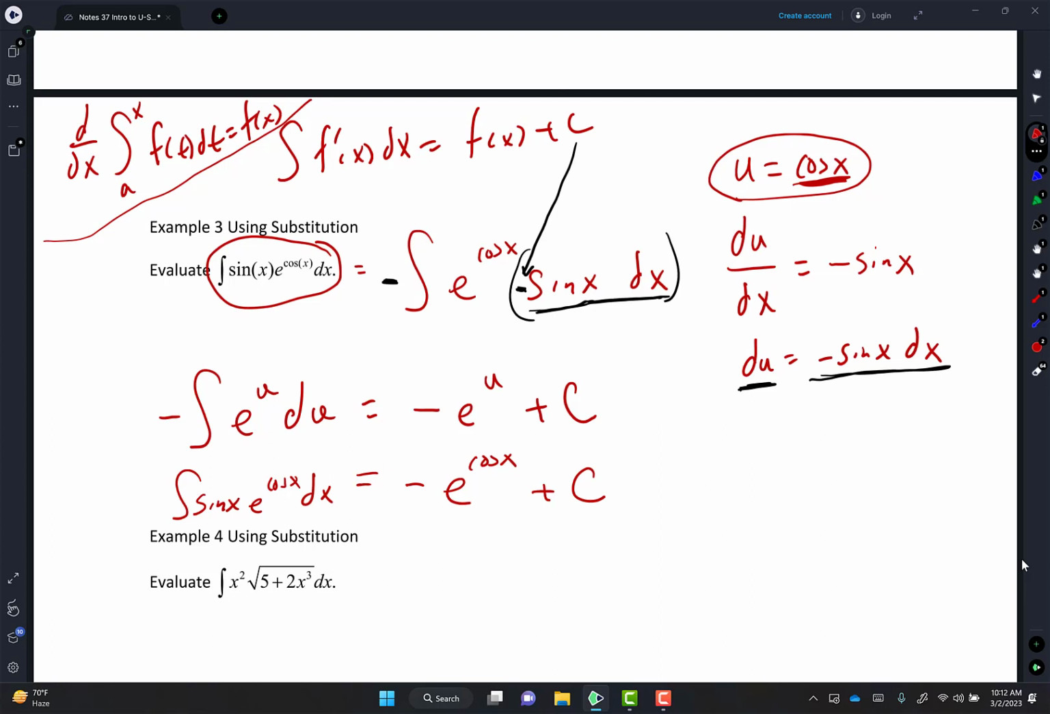If you want to verify that it works, look, guys, now I'm taking the derivative. If I take the derivative of this expression, you better get this in parentheses. The derivative of negative e to the cosine x is itself, negative e to the cosine x, times the derivative of cosine x, which is negative sine x. So negative times the negative is a positive, and do I get sine x e to the cosine x?